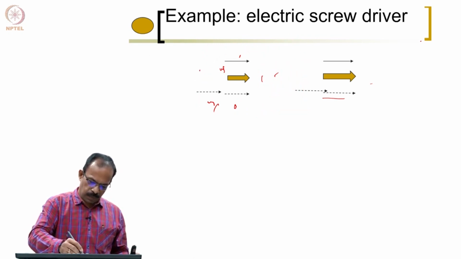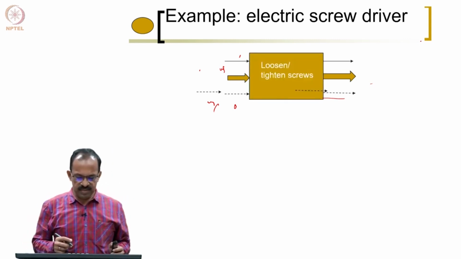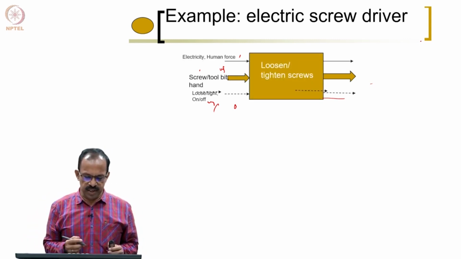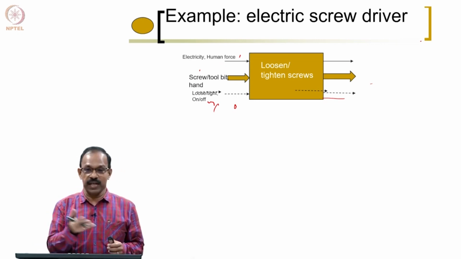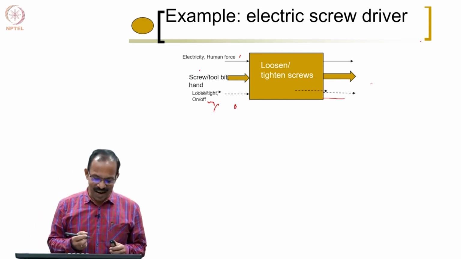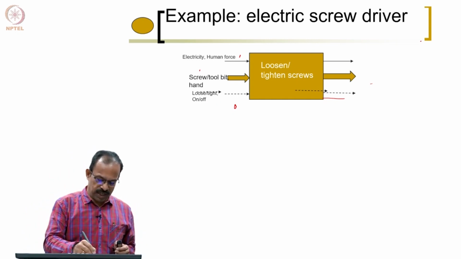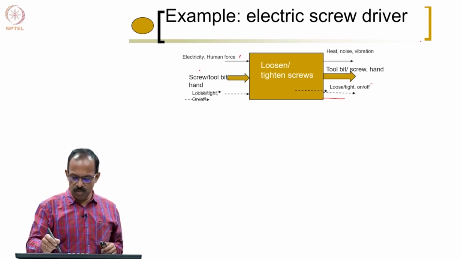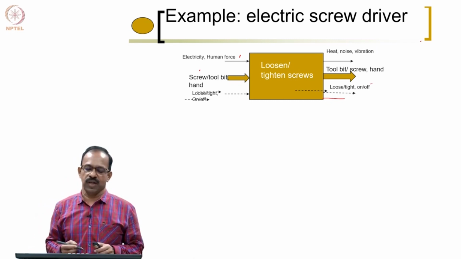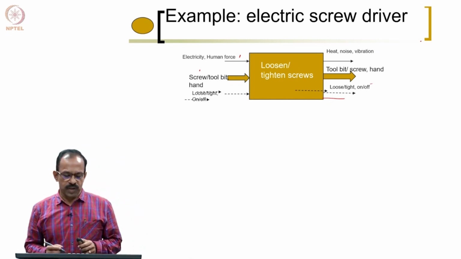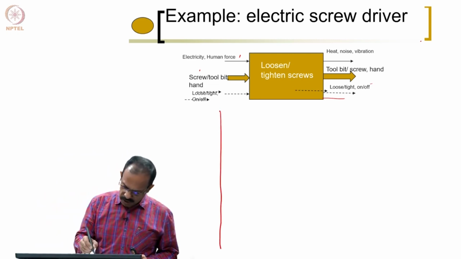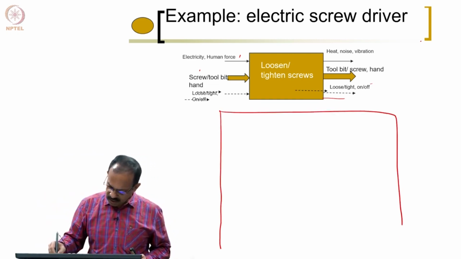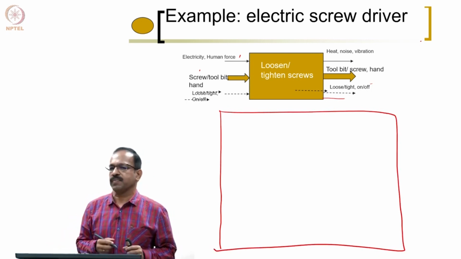Okay. So, we will get this as loosen or tighten screws. Electricity and human force are the input, and screw, tool bit and hand, the hand also as a material, will be going inside, and loose or tight or on or off will be the information. We will be getting the tool bit, screw and hand, heat, noise, vibration, and loose or tight or on or off as the output. Now, we need to see what is happening inside. So, we will explore this box and look at each input.